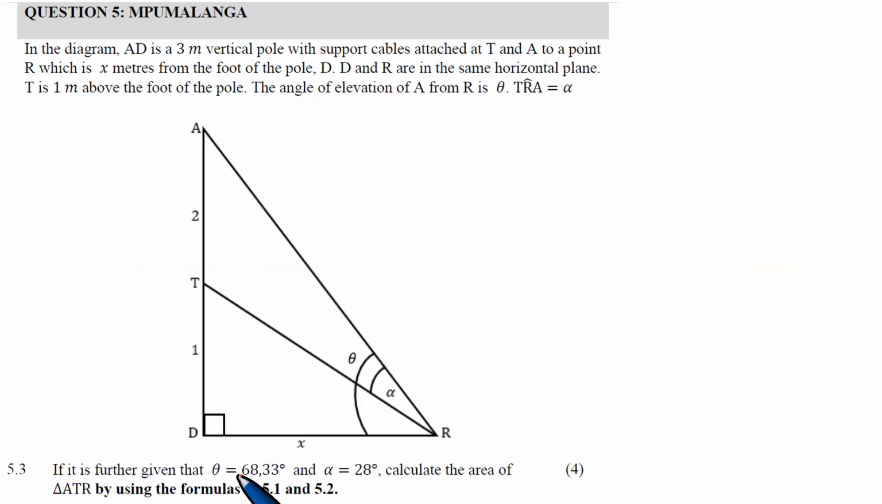If it is further given that theta equals this and alpha, calculate the area of ATR by using the formulas. The area of triangle ATR by using the formulas that. Let me give you another 3 minutes to try the area and give me the answer, then we shall do it together. 3 minutes given. Okay, sir. All right.